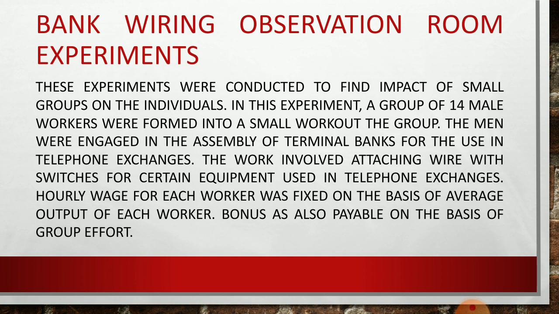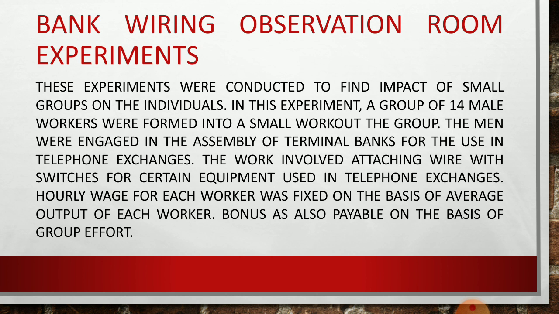The next experiment was the bank wiring observation room experiment. This experiment was conducted to find the impact of a small group on the individual. A group of 14 male workers was formed into a small work group. The men were engaged in assembling and terminating banks for the use of a telephone exchange. The work involved attaching wires to the switches for certain equipment used in the telephone exchange.